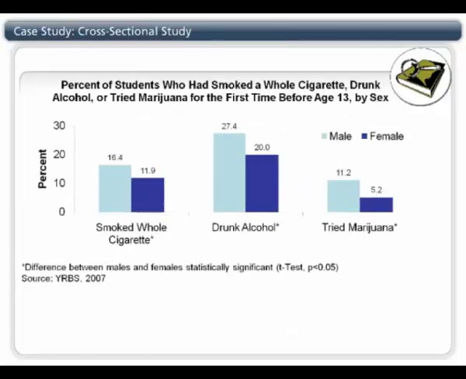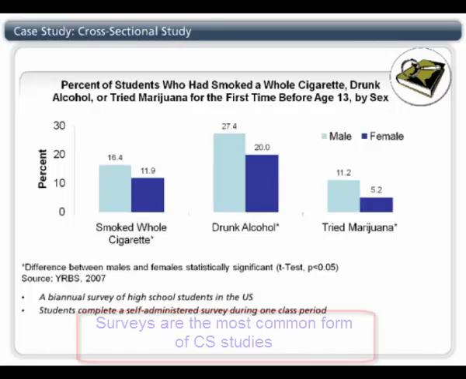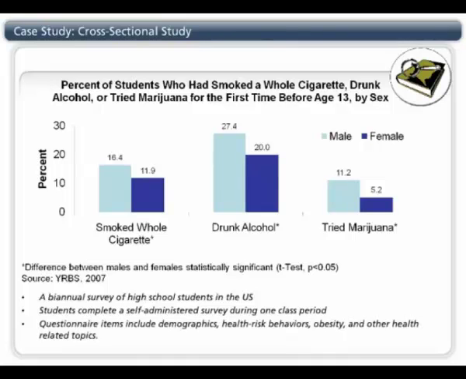Here is an example of a cross-sectional design in action, the YRBS survey. The Youth Risk Behavior Survey is a biannual survey of high school students in the United States. During one class period, students complete the survey, recording their responses directly on a computer-scannable booklet or answer sheet. The survey includes almost 100 items assessing demographics, health risk behaviors, obesity, and other health-related topics. The graph here presents results from the 2007 survey regarding drug use before age 13 years, stratified by sex. This is an example of prevalence measures of health risk behaviors from a cross-sectional study.